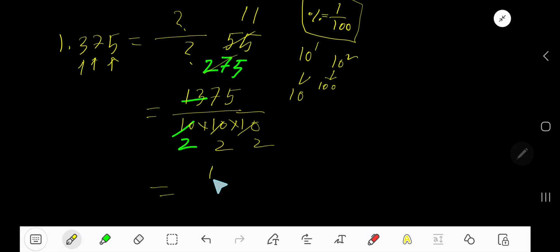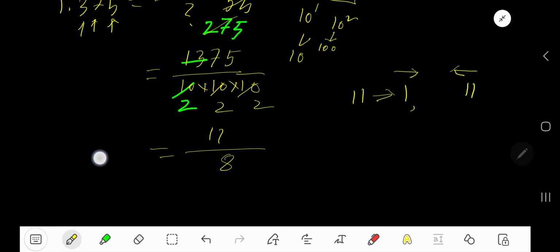Now write 11 over 8. 2 times 2, 4, 4 times 2, 8. Look, this 11 is a prime number. It has only two factors, 1 and 11. You will not get any factor besides these two. If you multiply two numbers between 1 and 11, you will not get 11. That is why this is a prime number.